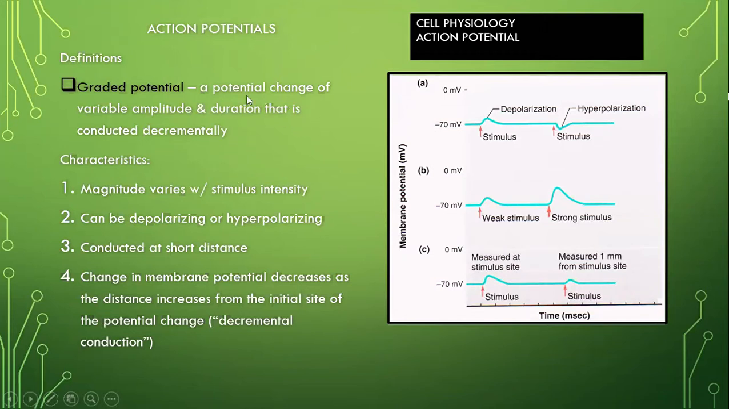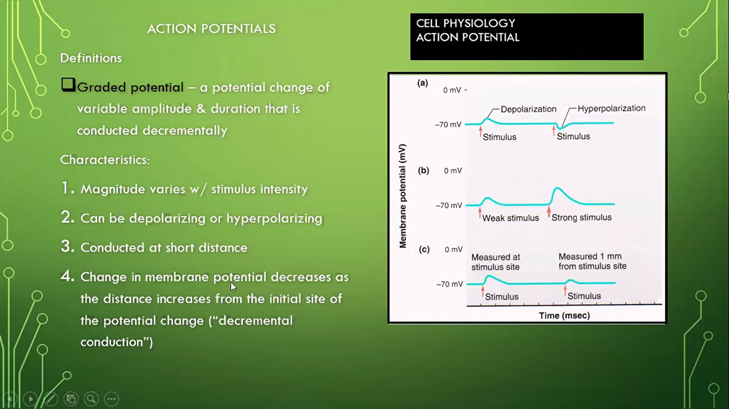A graded potential is a potential change of variable amplitude and duration that is conducted decrementally. The magnitude varies. The characteristic of this is that the magnitude varies with stimulus intensity. So if there is a weak stimulus, then the amplitude is also small. Strong stimulus, strong amplitude, and conducted at short distances.